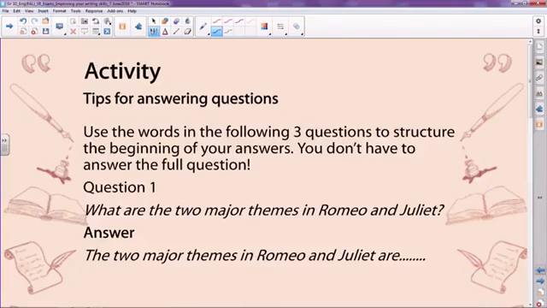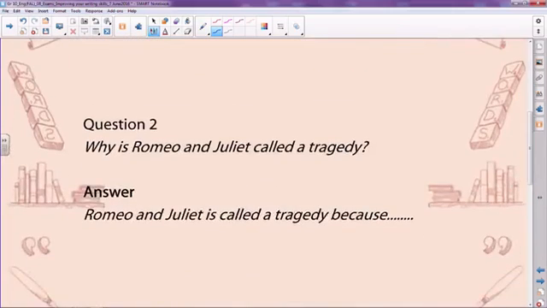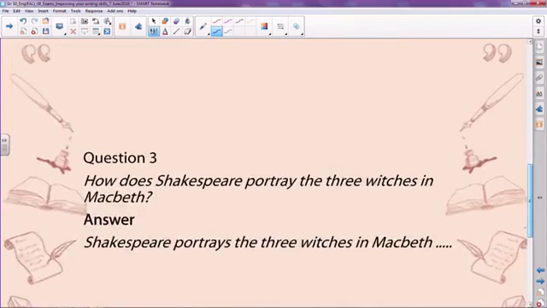Let me just scroll down there. Question is, why is Romeo and Juliet called a tragedy? And you would answer, Romeo and Juliet is called a tragedy because... And finally, question 3, how does Shakespeare portray the 3 witches in Macbeth? Shakespeare portrays the 3 witches in Macbeth, and you could probably add here, as... Okay, so that's just to help you shape your answers a bit.